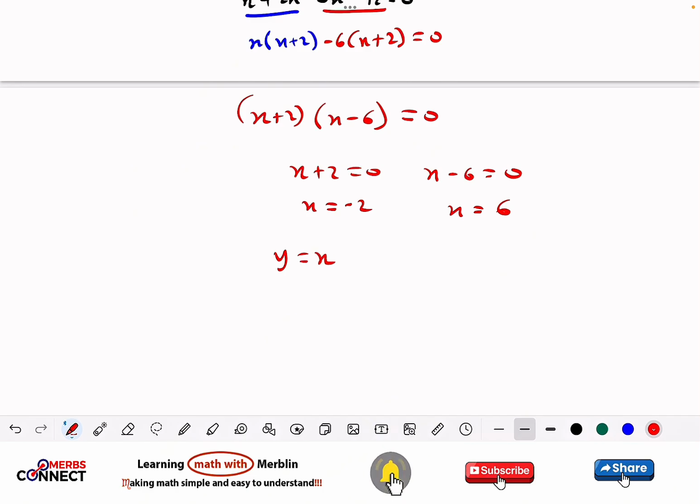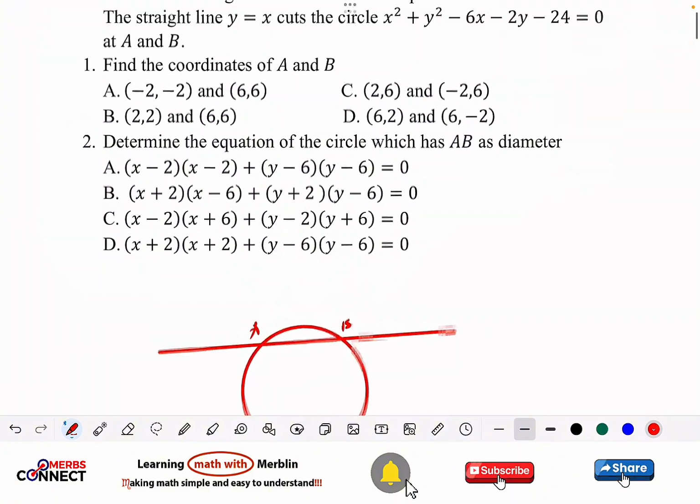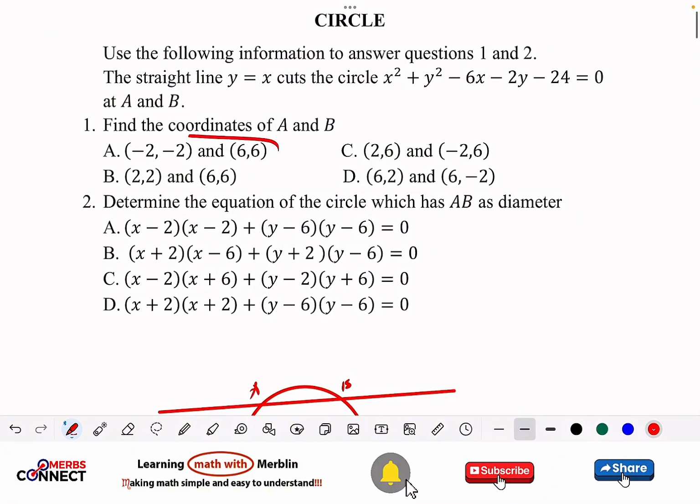Y is equal to x. This implies that when x is equal to minus 2, y will be minus 2. So I'm going to have the point minus 2, minus 2. And then when x is equal to 6, y will be 6. So I'm going to have the point 6, 6. Let's go and check if we have something like that. So I think A is right here. That's basically what you are going to get from this.